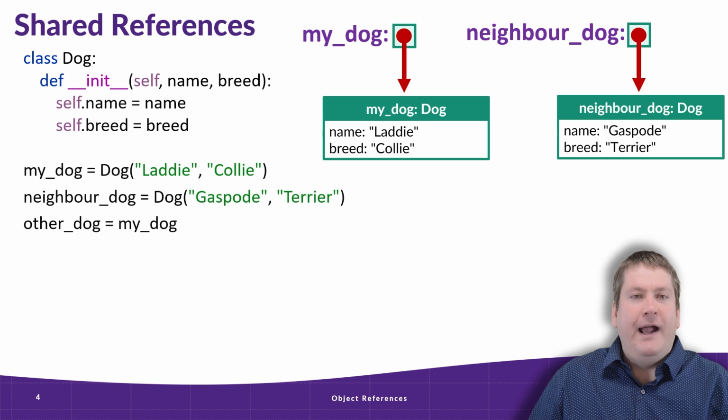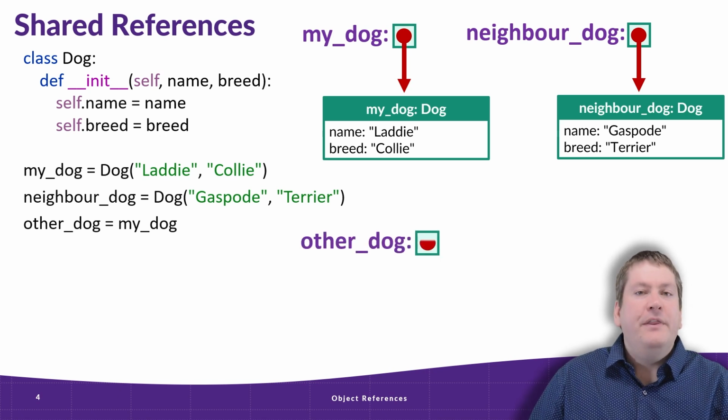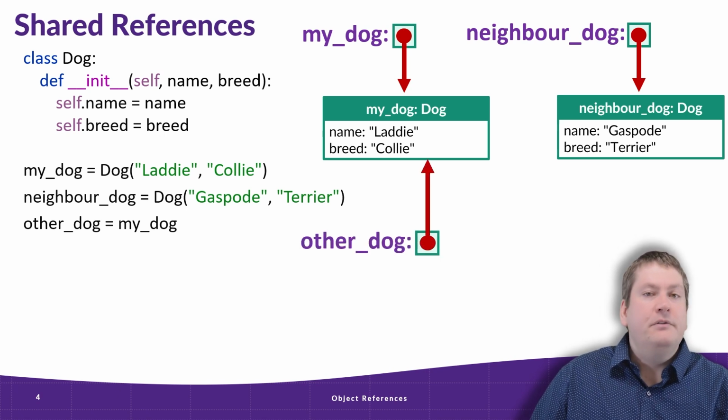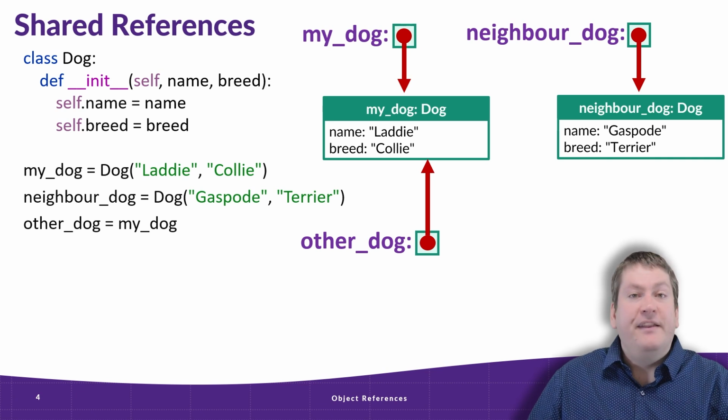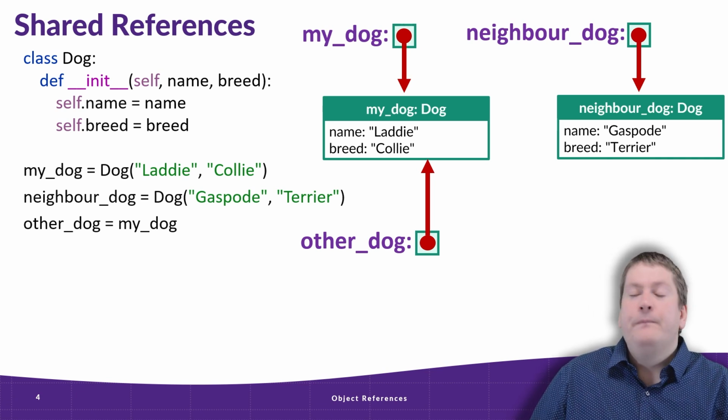And we're back. Let's see what this does. What this does is it creates a new variable called other_dog, and this is going to point to the same instance as myDog.